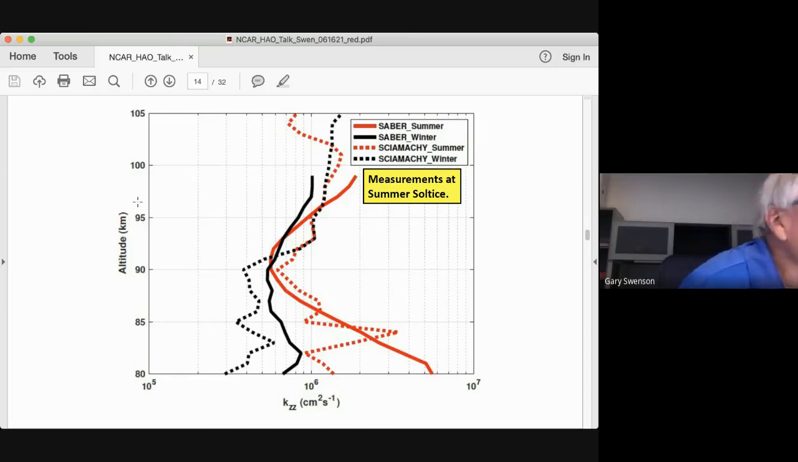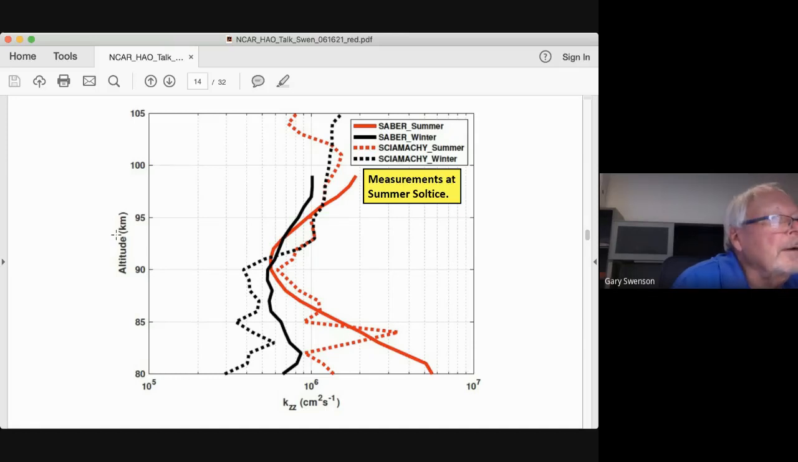So one of the things we did was we looked at the winter to summer solstice KZZ values and went back to the model. We could compute what the difference in flux is from the 95 kilometers altitude region and below. What's the difference in flux that corresponds to the difference between summer and winter?